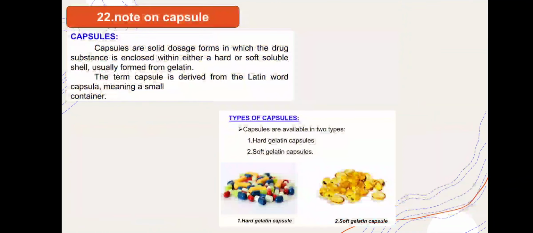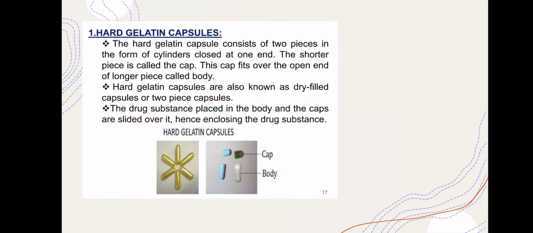Note on capsules: capsules are solid dosage forms in which the drug substances are enclosed in either a hard or soft soluble shell, usually formed from gelatin. The term capsule is derived from the Latin word capsula, meaning container. Types of capsules: one is hard and the other is soft gelatin capsule.